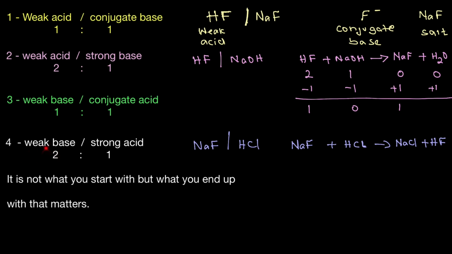We can use weak base and strong acid, ratio 2:1. The strong acid is HCl and the weak base is NaF. NaF plus HCl will give you sodium chloride plus HF. In this case, it's ratio 2:1. Here's the ratio 2:1. 2 NaF, 1 HCl, giving you initially 0, 0.